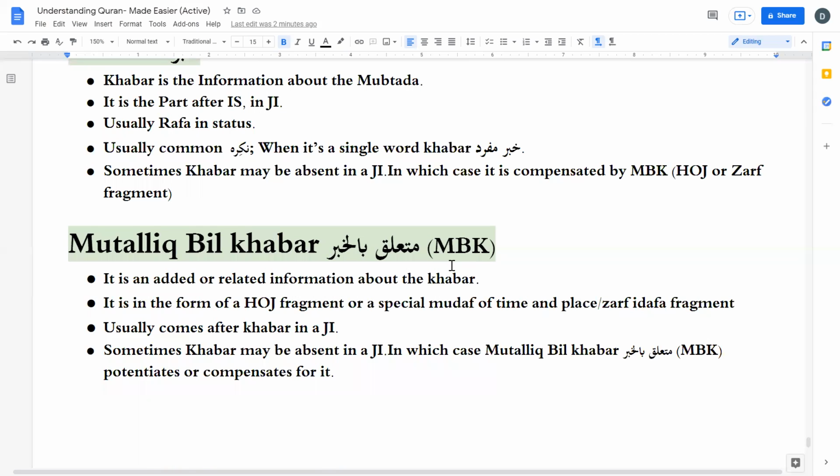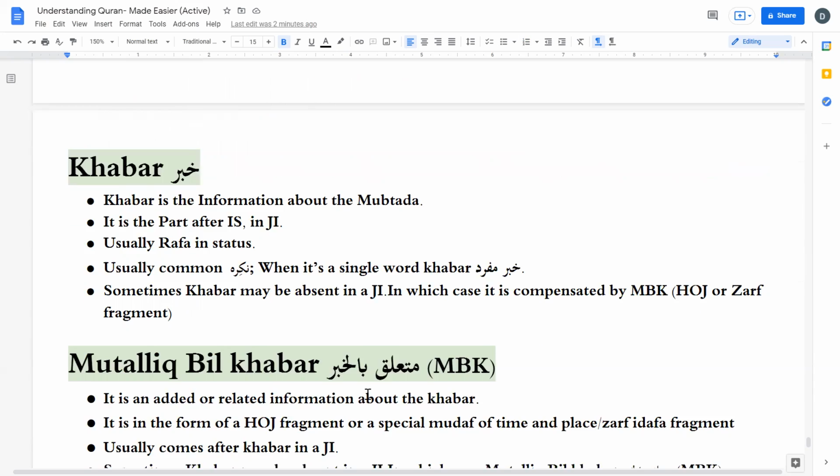Mutaliq bil khabar is added or related information about the khabar. It is in the form of a harf of jar fragment, or a special mudaf of time and place, or you can call it a zarf idafa fragment. And usually, the proper placement of mutaliq bil khabar is after khabar in a Jumlah Ismiyah.